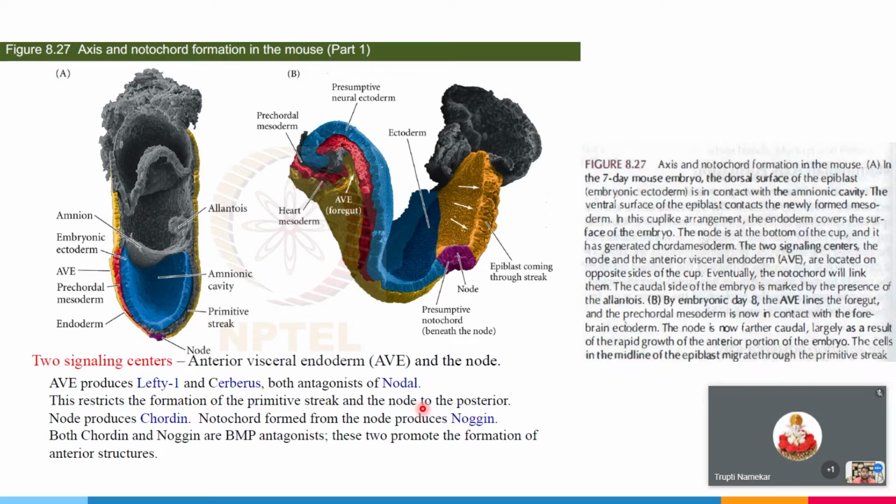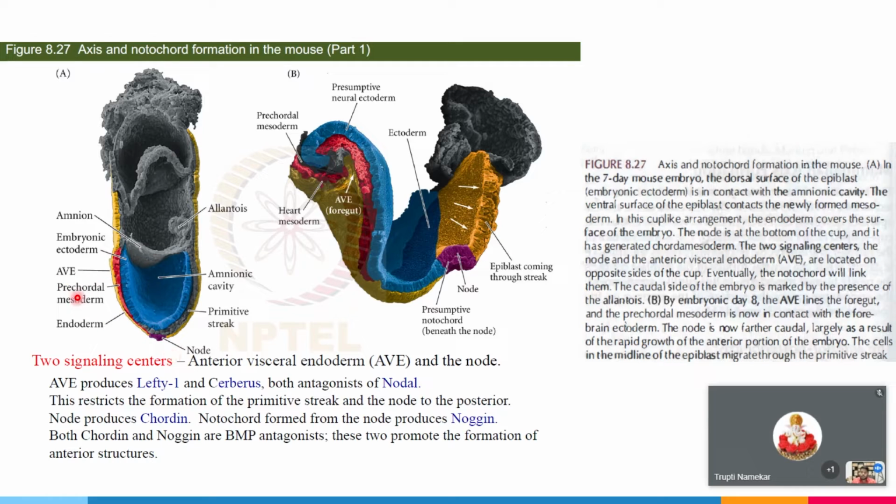Next, let us look into what exactly is the contribution of the molecules that are secreted by the node. Here we have a three-dimensional model of the developing mouse embryo, and the mouse embryo develops as a cup-like structure with these two embryonic structures which I said were essential: the node, which is right here at the bottom, and the anterior visceral endoderm, which is the red yellowish structure shown right here.